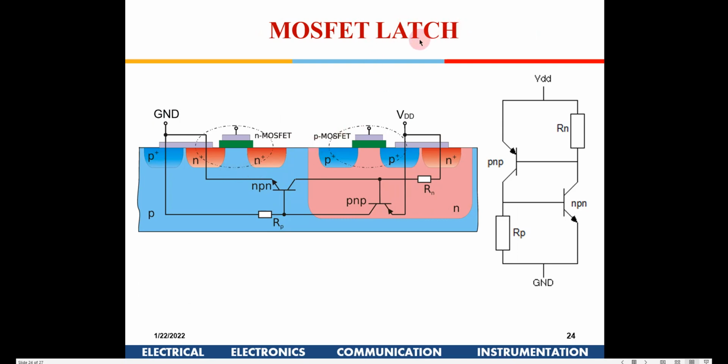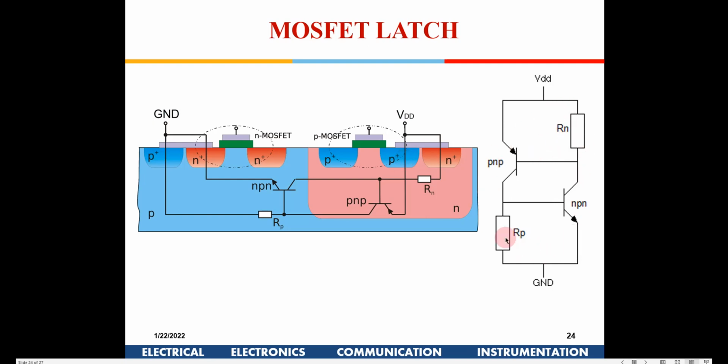Latch. Now if you see here, this is an NMOS and this is a PMOS placed close to each other. So you have N here, right? Now this is a P, this is an N, and this is a P. So this becomes an NPN transistor. Similarly, this is the N base, this is P and this is P. So this becomes a PNP transistor.